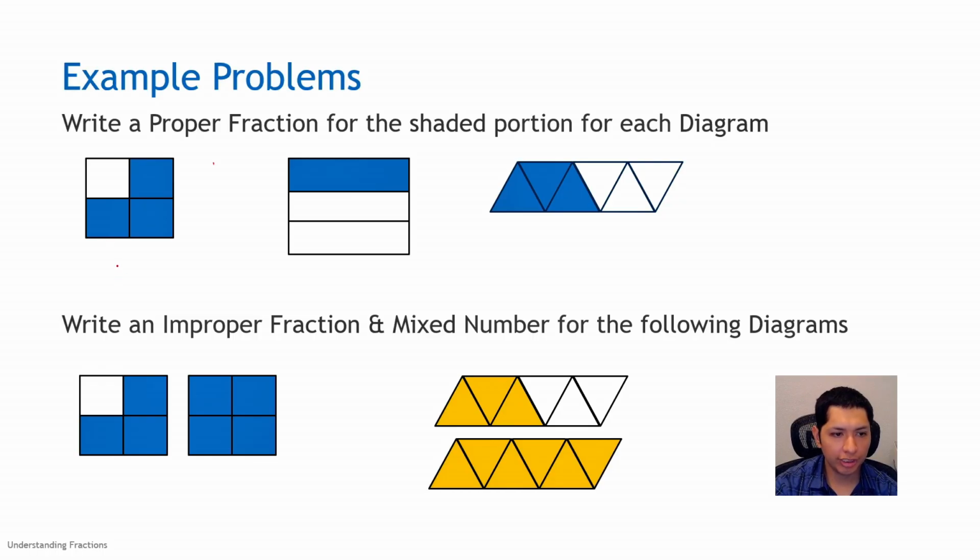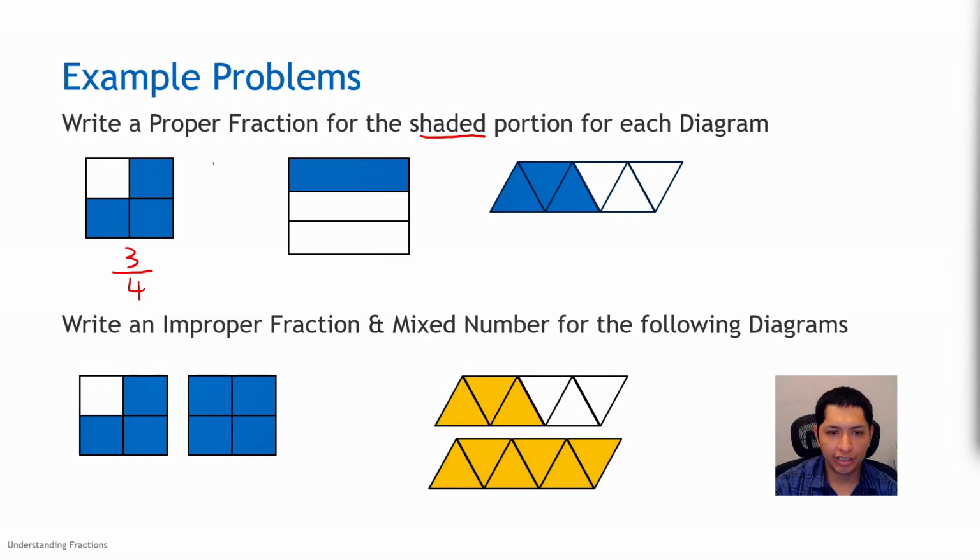In this first shape, we have that it is made up of 4 pieces and 3 of those are shaded. The numerator talks about how many we are looking at, and we are looking at shaded portions. And for this first diagram, we see that 3 of them are shaded. For the denominator, we are looking at how many pieces make up the shape, regardless of how many are shaded or unshaded, and that is 4. So that is the proper fraction for this first diagram.